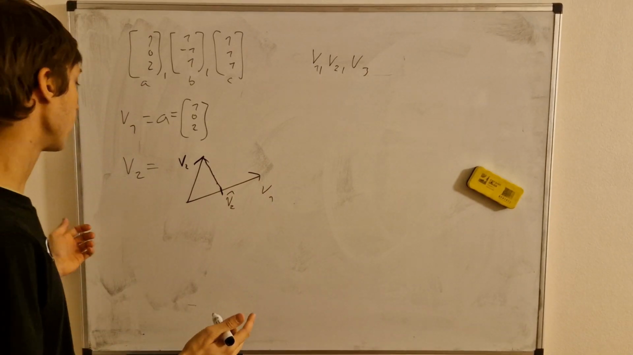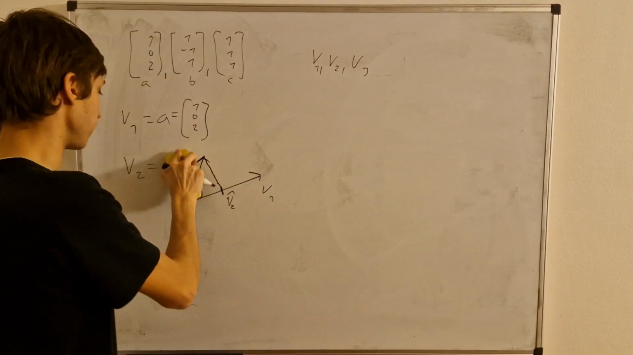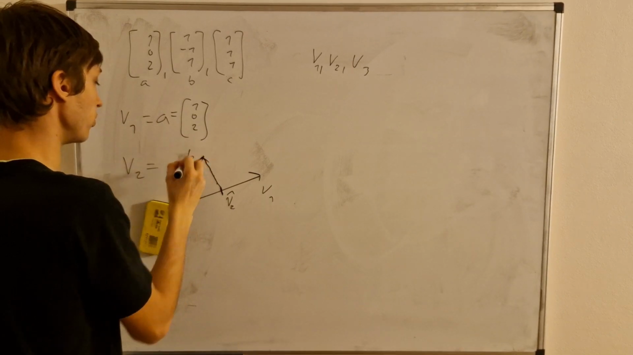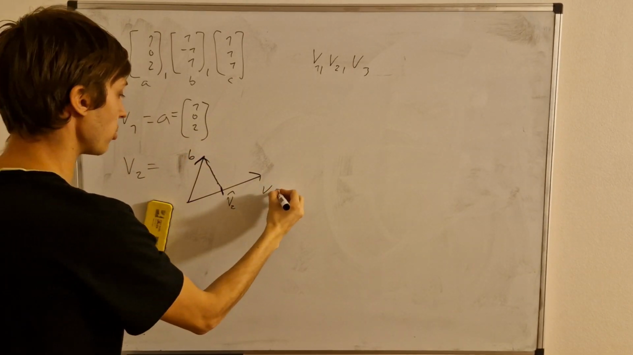So we will generate a projection of b onto v1. That's important. Where v1 is, by the way, the A.